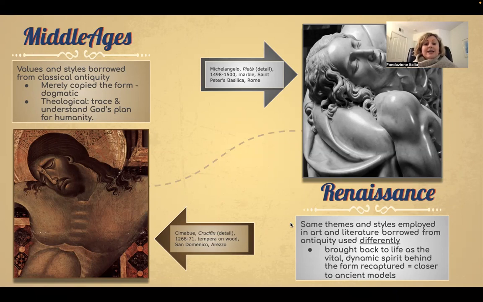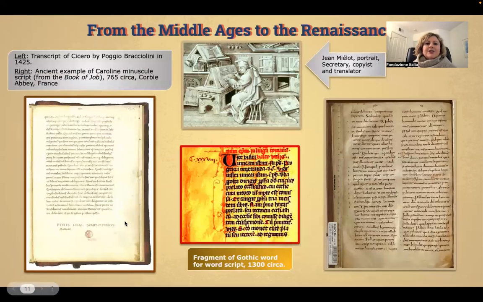On the other hand, the Renaissance is looking at those same themes and styles, but they use them in a completely different way. They brought these styles, themes, and ideals of classical times back to life. And so it's a more dynamic spirit behind the form that they recapture. Before, merely copying; now, really doing.